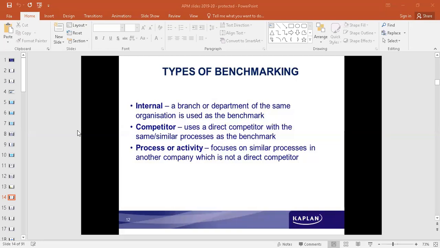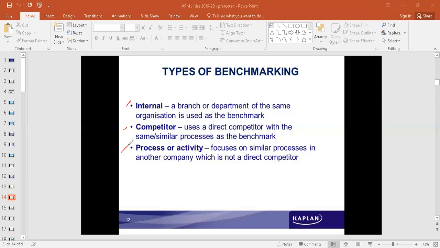There are three different types of benchmarks. One is internal, the other one is competitor, the third one is process or activity. In an organization where there are multiple departments or divisions, if one department or division performs well, then that becomes a benchmark. The performance of that benchmark will become the standard. Then the performance of other departments will be compared with the performance of the benchmark. Based on that, any improvements or suggestions can be made.